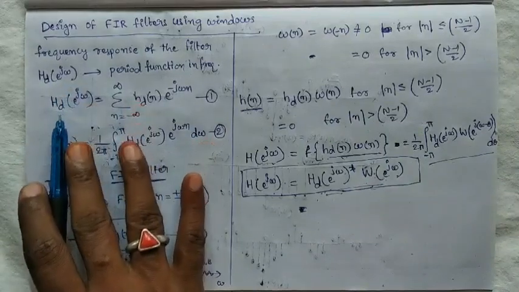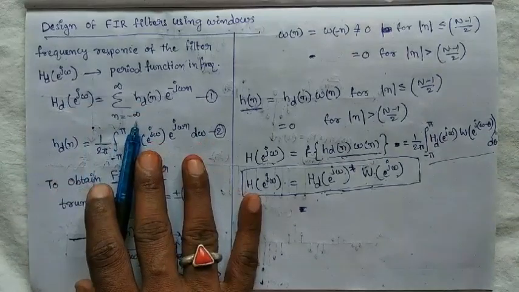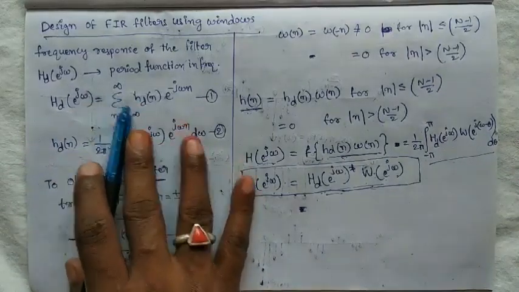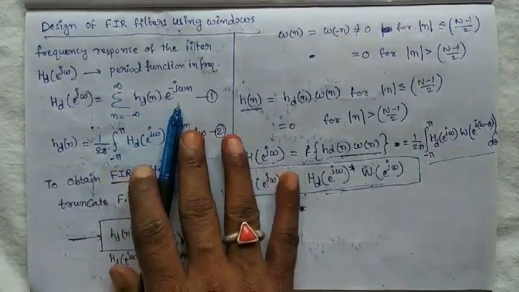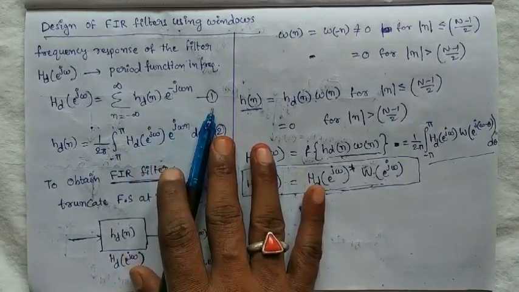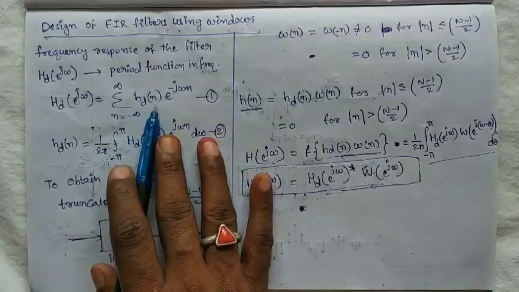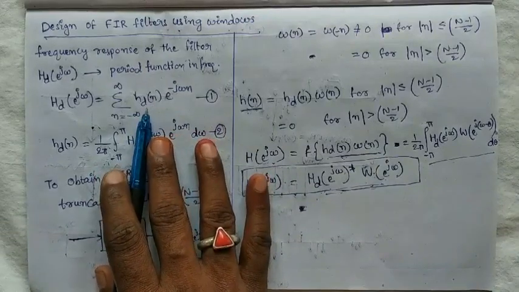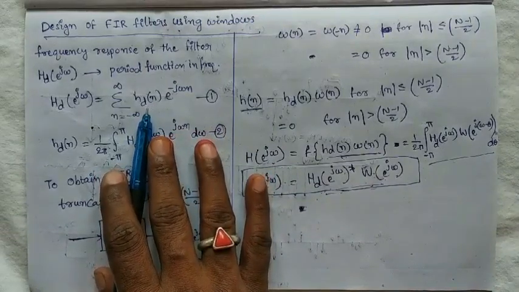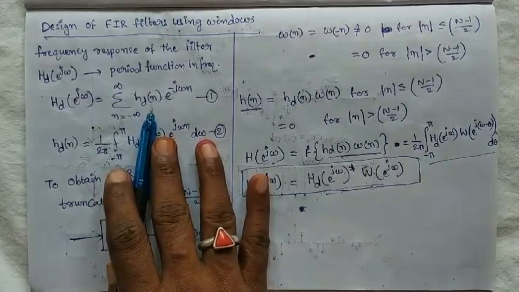HD of e power j omega is equal to the summation, n equal to minus infinity to infinity, of HD of n into e power minus j omega n. I am taking this as equation 1. Here HD of n represents the Fourier series coefficients, which form an infinite duration sequence.